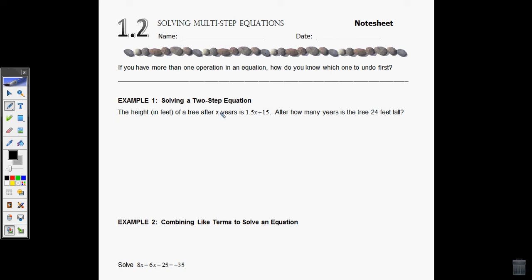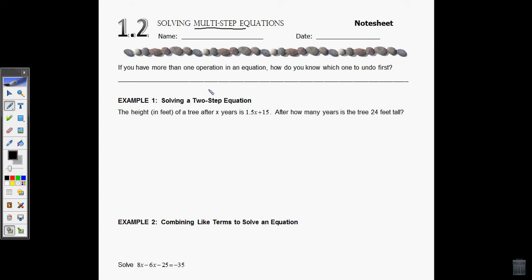And here we go. 1.2 solving multi-step equations. All right, so these are going to be a bit trickier than our last ones because obviously they have multi-steps. So if you have multiple steps, how do you know which one to do first? If you have something like in our first example that says 1.5x plus 15, how am I supposed to know if I'm supposed to divide by 1.5 or subtract 15?